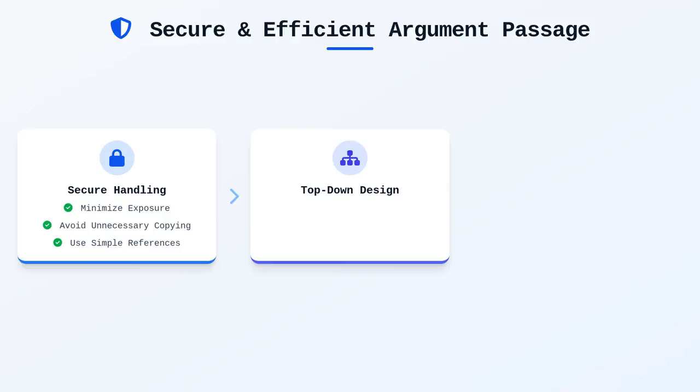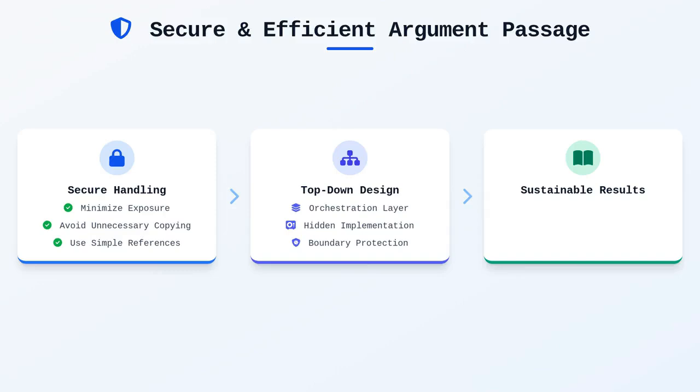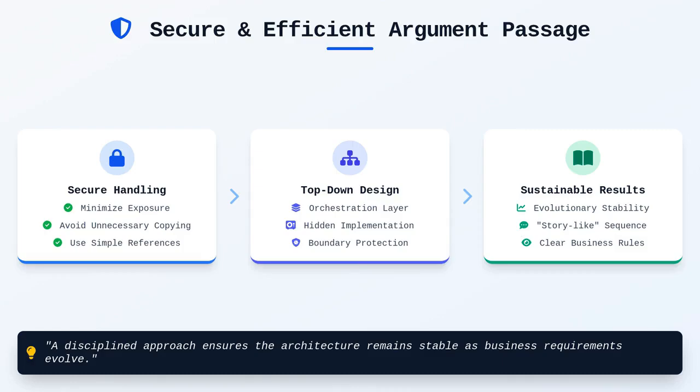By adopting a top-down design strategy where the main page serves as a high-level orchestration layer, we keep the implementation details tucked away where they cannot be accidentally altered by unrelated parts of the process. This disciplined approach to structuring complex flows allows us to build solutions that remain stable even when business requirements evolve over time. Our goal is to create a process that reads like a story, where the sequence of pages clearly communicates the underlying business rules to anyone reviewing the code. I look forward to discussing the specifics of calculations in our upcoming session.